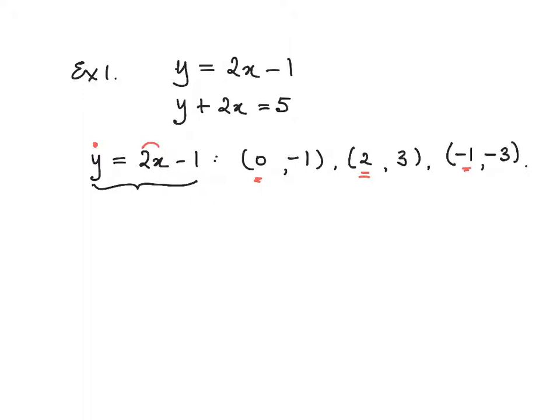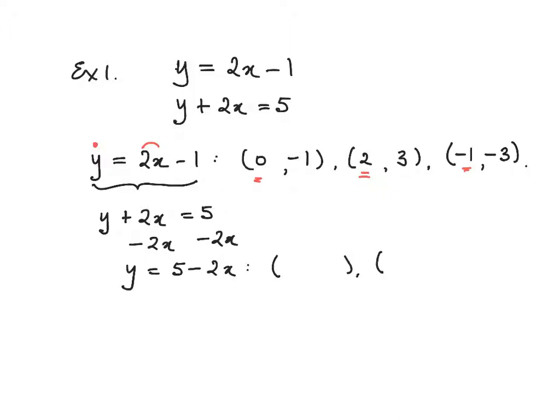What I want to do next is work with the second equation. Now this is in a slightly unfamiliar form, so what I'm going to do is to subtract the 2x from both sides, and y equals 5 minus 2x. I'm going to leave it in this form here. It's nice and easy to work with. I'm going to do exactly the same as I did earlier. I'm going to find 3 points that lie on the line. We can pick 3 x coordinates. Let's just have 0, 1 and 2.